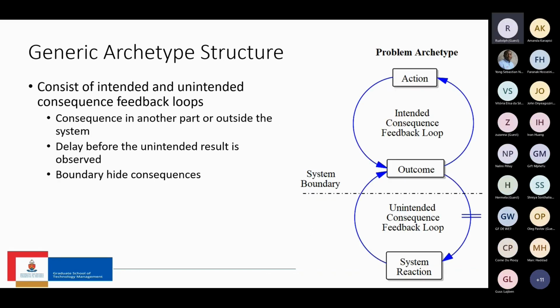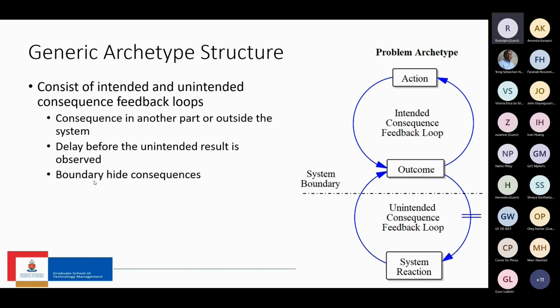Wolstenholme has identified the generic structure of an archetype as consisting of at least two loops. The one is the intended consequence loop connected to the unintended consequence loop. Often the consequence in one part of a system leads to a consequence in another part of a system that can be unintended, and that can be separated by a delay or a system boundary, where the system boundary can hide the consequences from the entity taking the action to achieve an outcome.